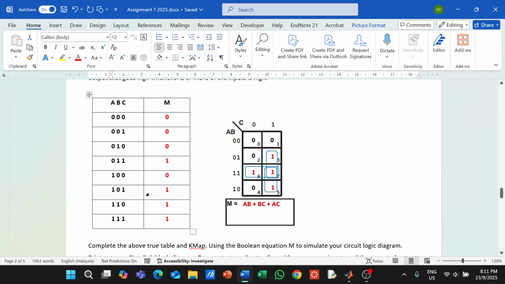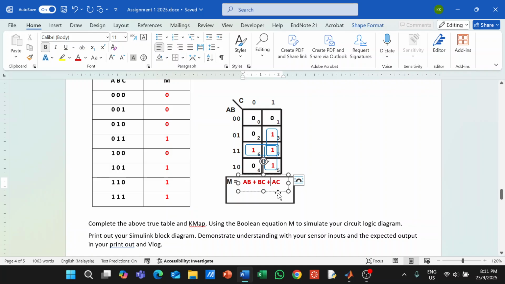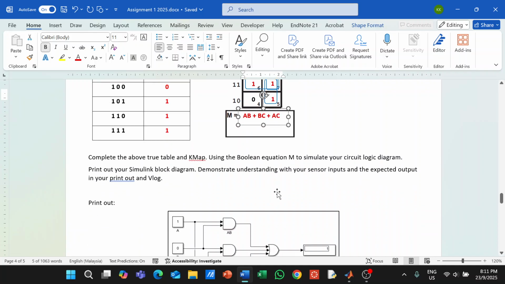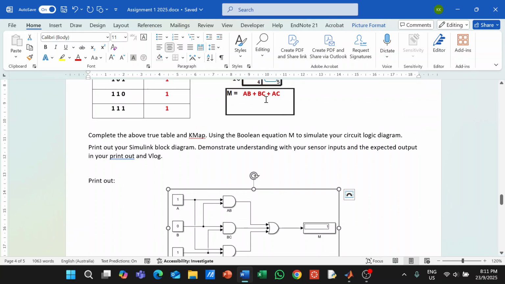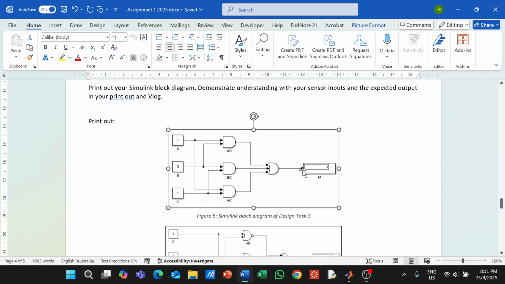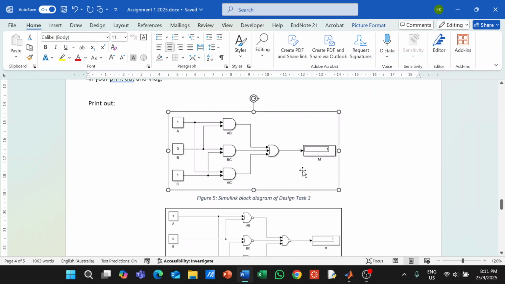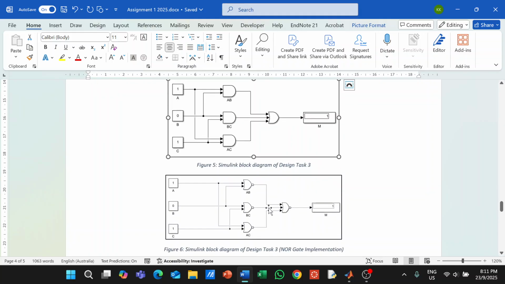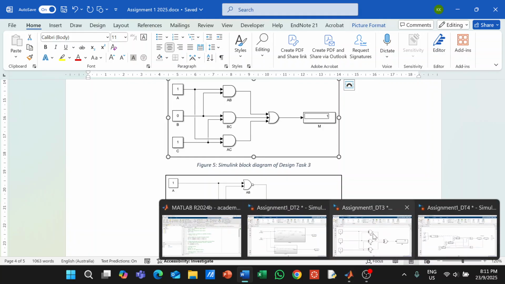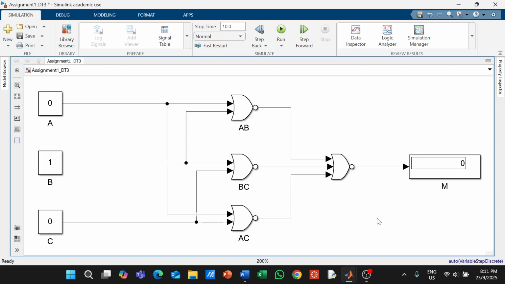After completing the truth table and the K-maps, this is the expression for the circuit, and this is the original circuit built from the expression obtained. And for optimization, this circuit will be converted to a NOR gate implementation, which is shown here.